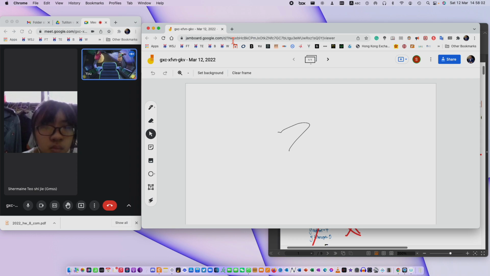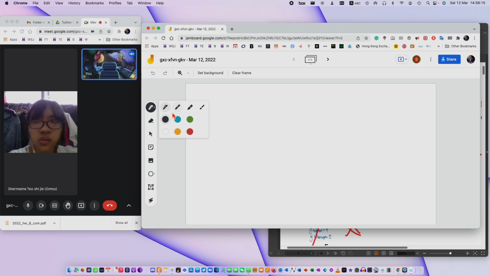Okay, continue. Show me how you do this question. Every single step. You're going to use black color. I'm going to use red, okay?